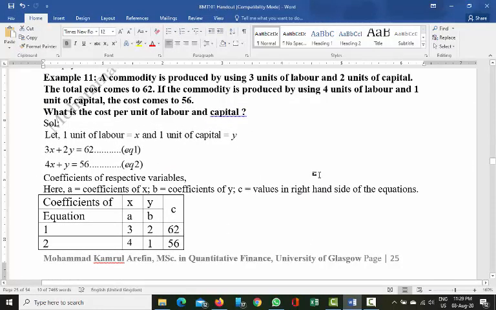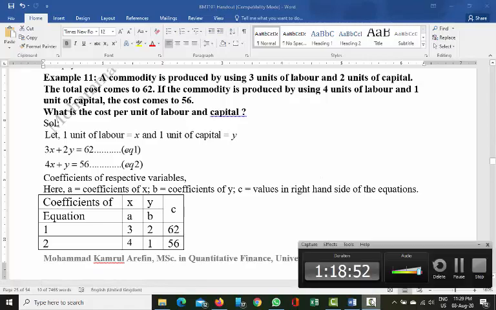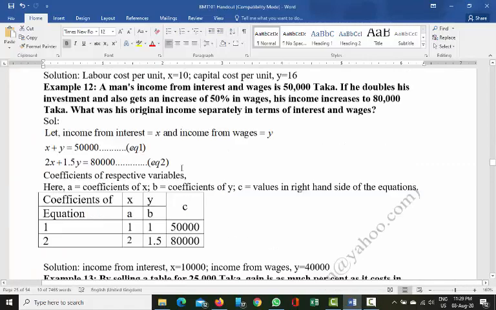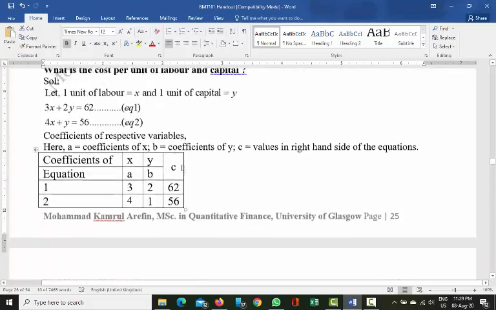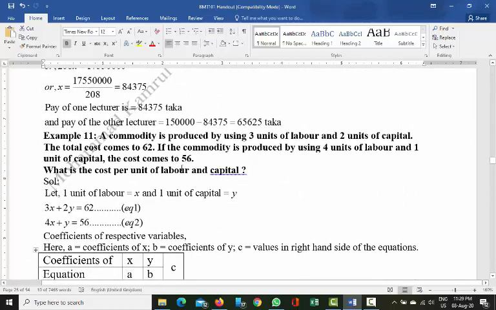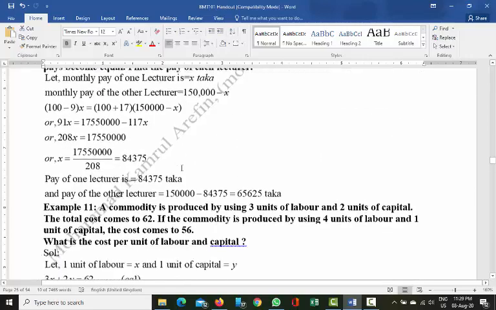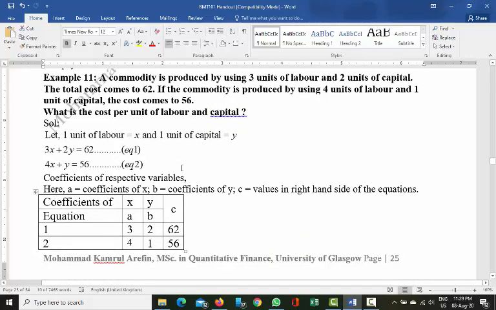Right. So now let us move to example 11. A commodity is produced by using 3 units of labor and 2 units of capital.